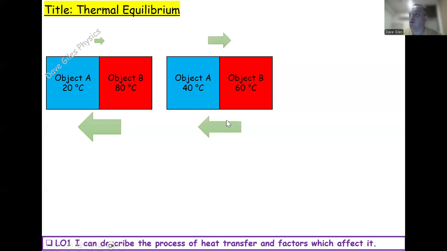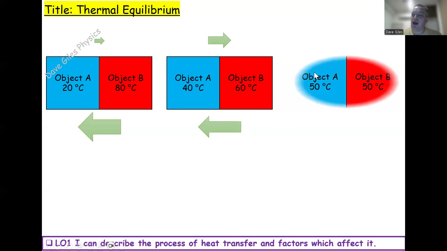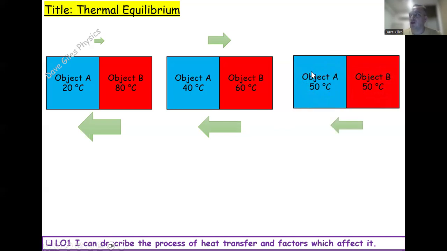Again, most of the energy is still being transferred from B to A, but there's more going from A to B than previously, though still not as much as going from B to A. When in thermal equilibrium, you still have energy transferred both ways, but the size of the arrow, and therefore the energy transferred, is the same both ways. So the temperature will remain at 50 degrees Celsius.